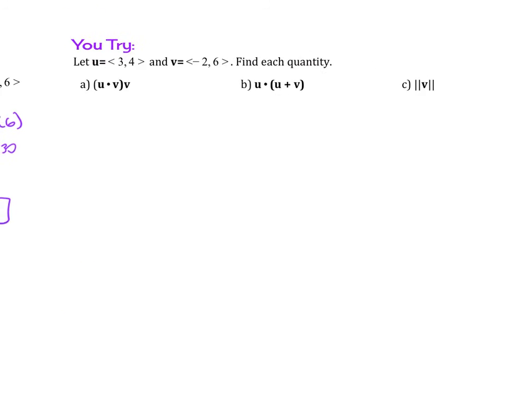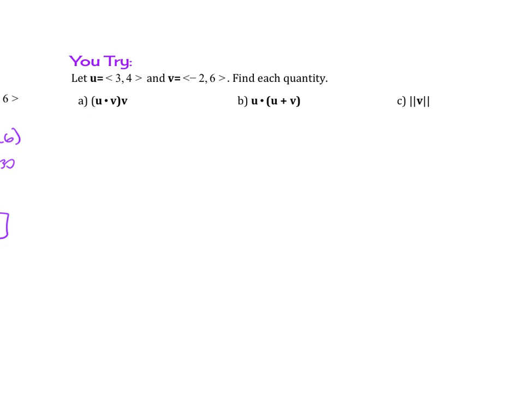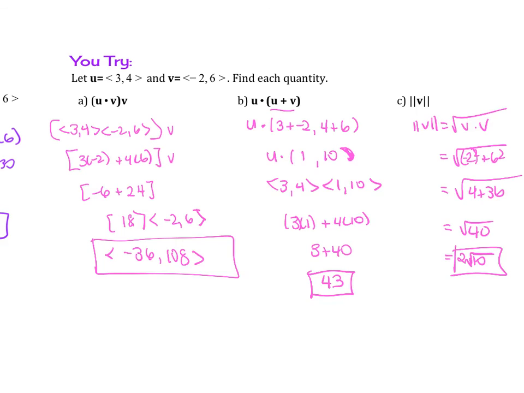Go ahead and try these 3 examples. It's very simple, similar to the one before. Trying this out, for letter A, you should have gotten negative 36, 108, so that's a vector. Letter B, you get 43, so that wasn't a trick. It was a good reminder of how to add vectors together, u plus v, and then you should have gotten 110, and then you multiply it to u, 3, 4. And letter C, very similar to the last problem, you would get the square root of 40, or 2 root 10.